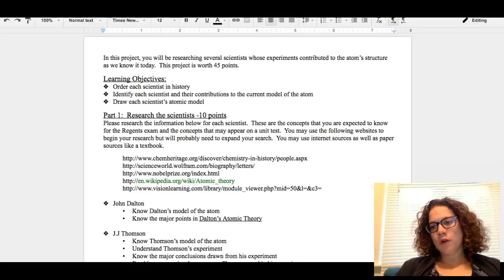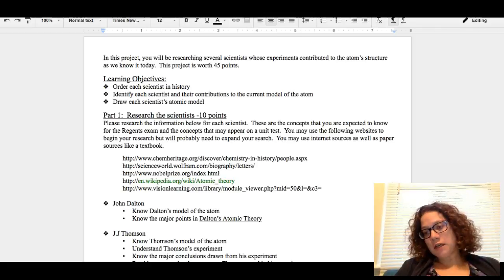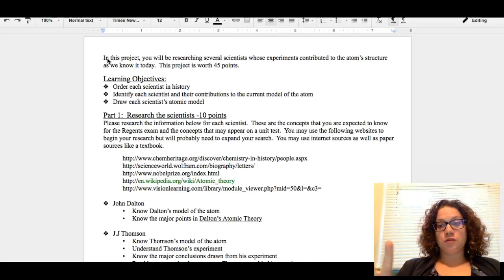I thought it'd be helpful if I explained what you needed to do for it. So you should have this sheet already. I gave it to you in class. But if you're taking a look, you're going to be creating basically two things for this project: a timeline and a creative piece, maybe a poem, something like that.